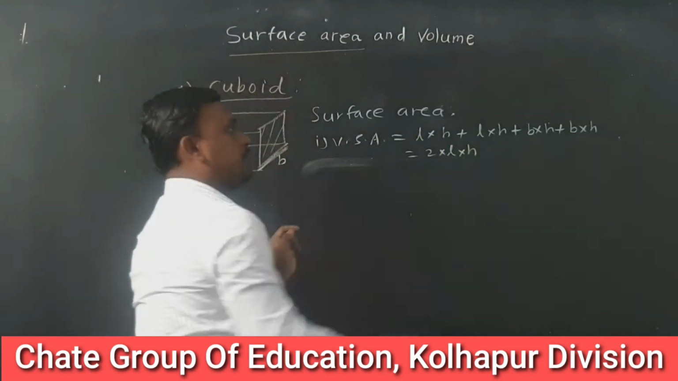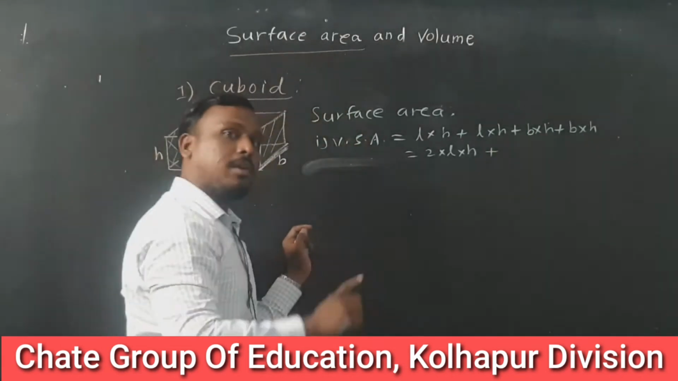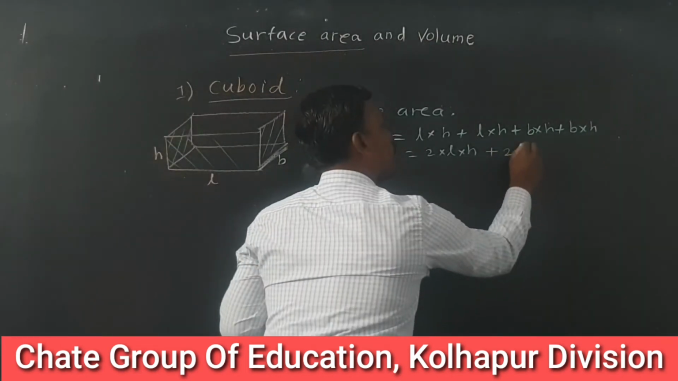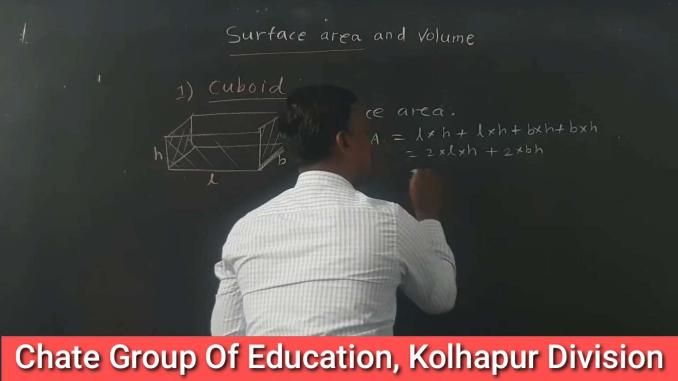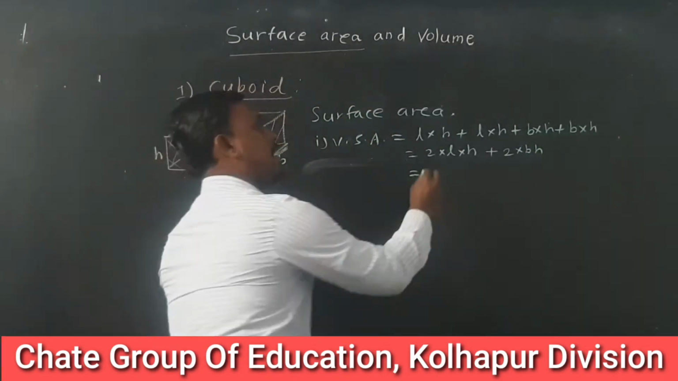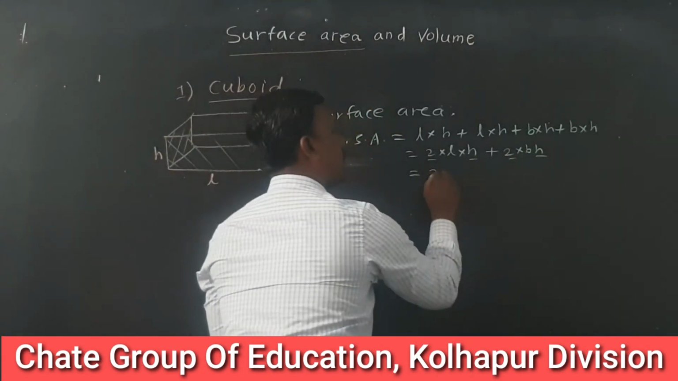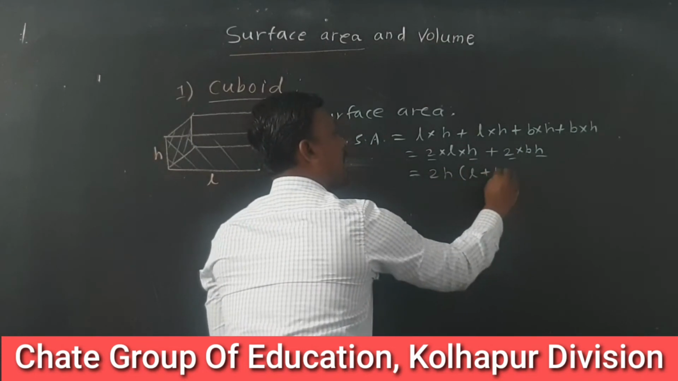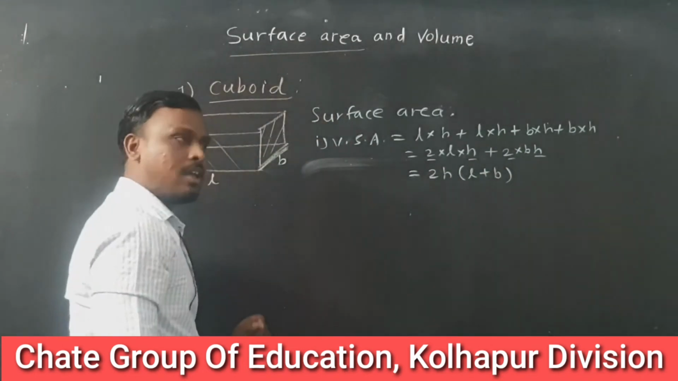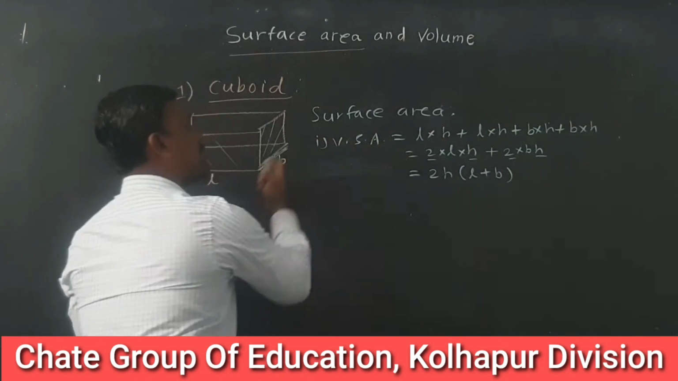Again plus B into H plus B into H, so we can write 2 into B into H. Now we can take 2 and H common. If I take 2 and H common, in the bracket I will get L plus B. This is the vertical surface area.